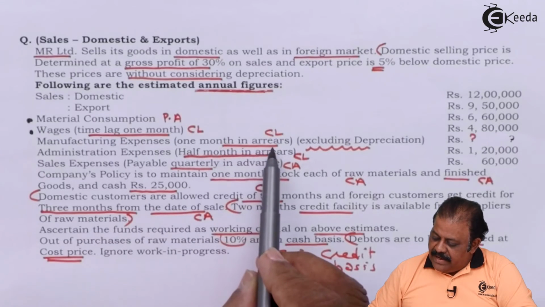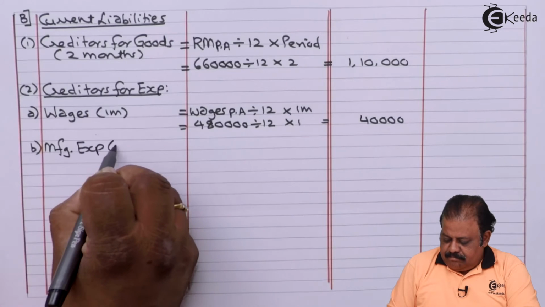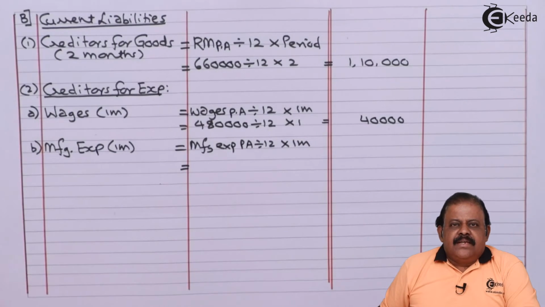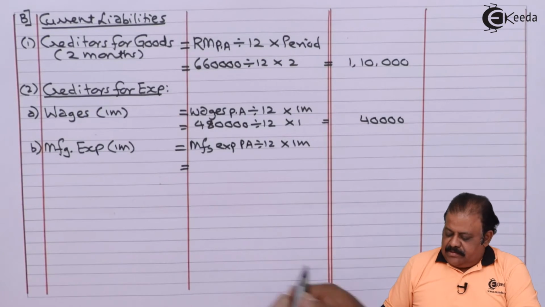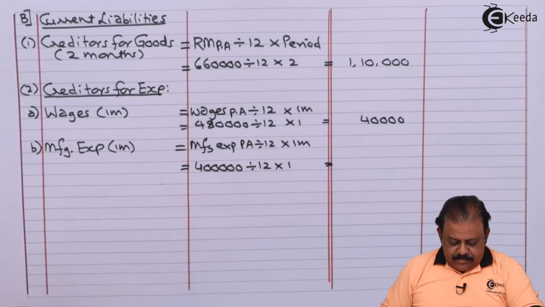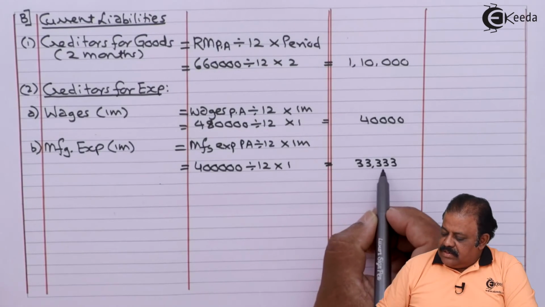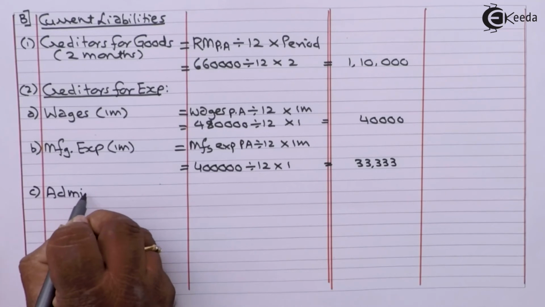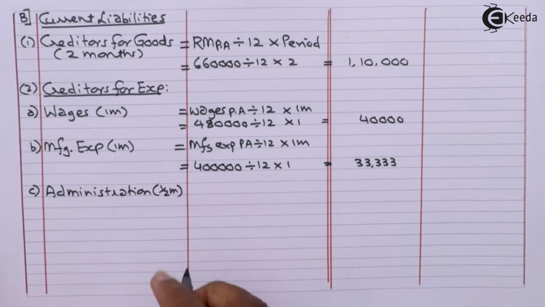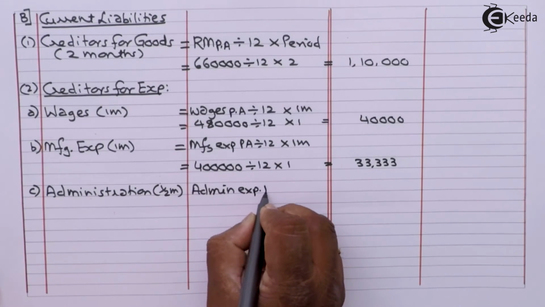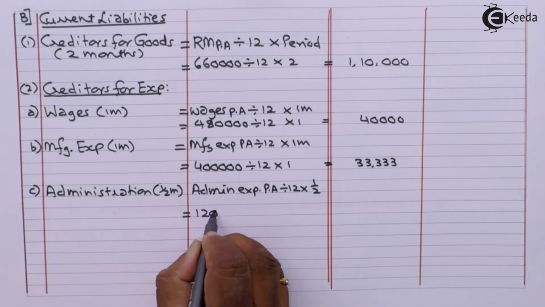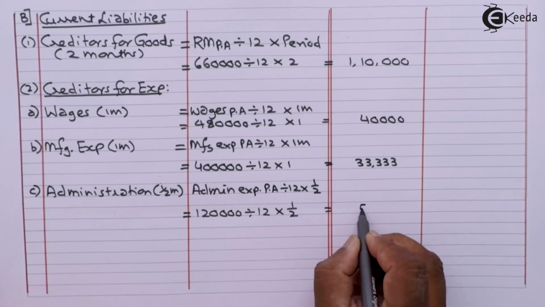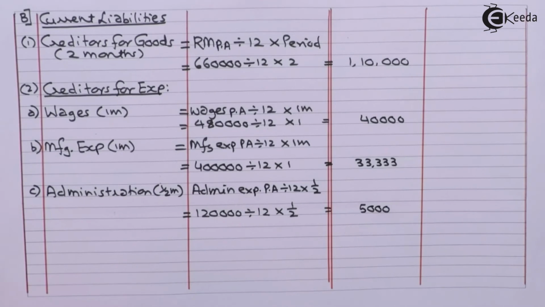Manufacturing expenses 1 month in arrears. Manufacturing expenses we have calculated as a balancing figure, that is rupees 4 lakhs. So it is 33,333. Administration expenses half month in arrears, per annum 1,20,000. So it will be rupees 5,000.